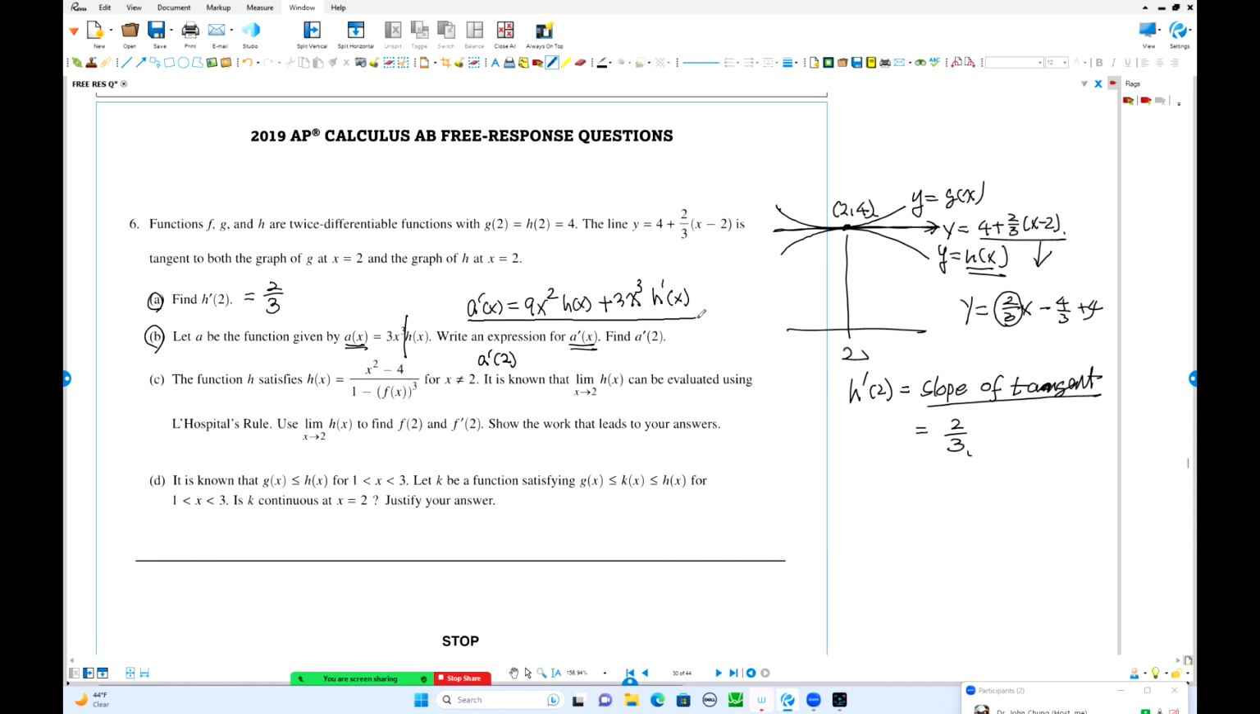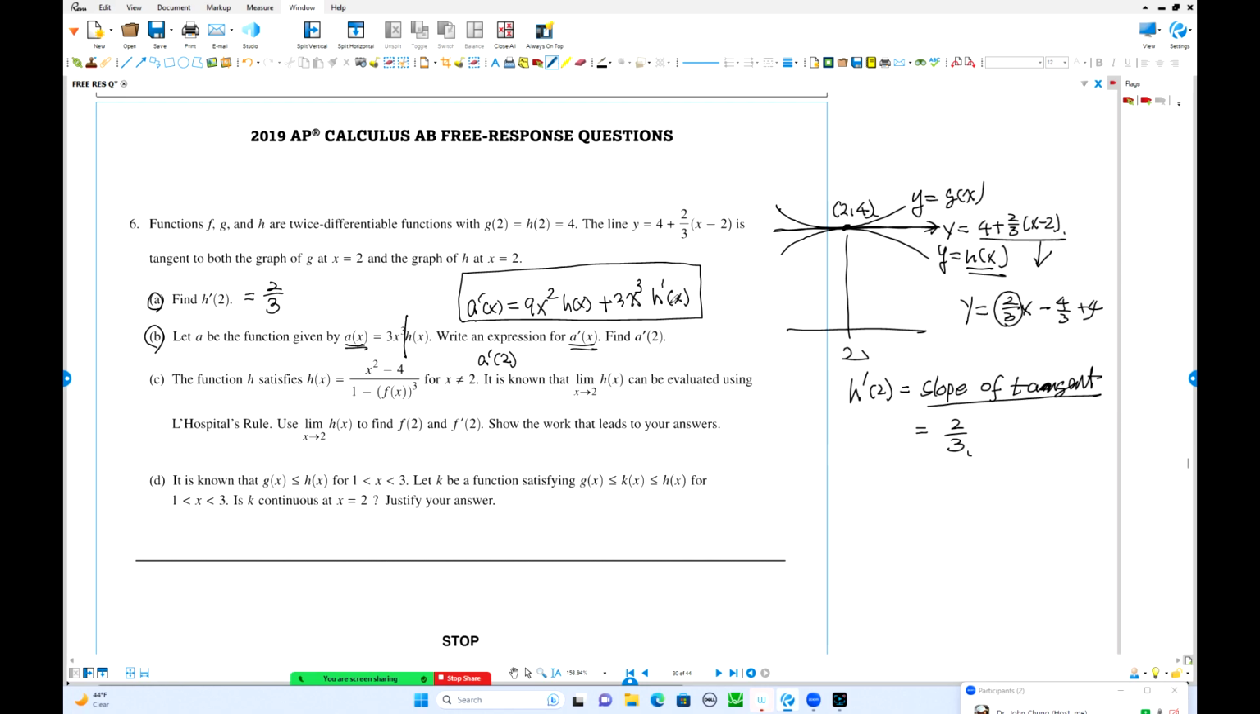Are you okay with this? What is h prime of x? We still don't know, right? That is still not specified. H prime of x can be any function; that is what derivative functions are. But you can leave it this way.